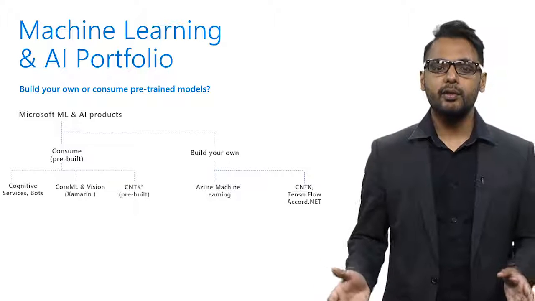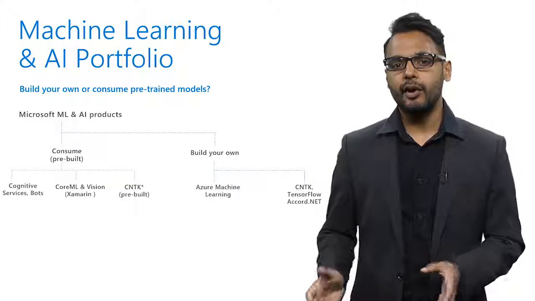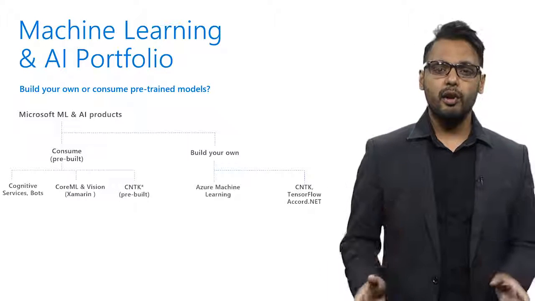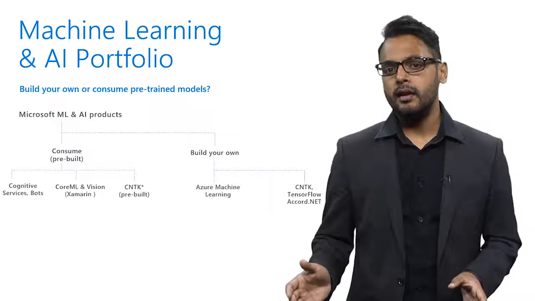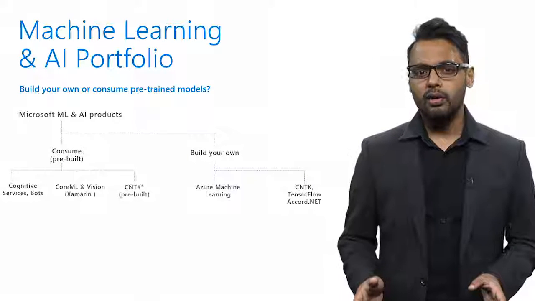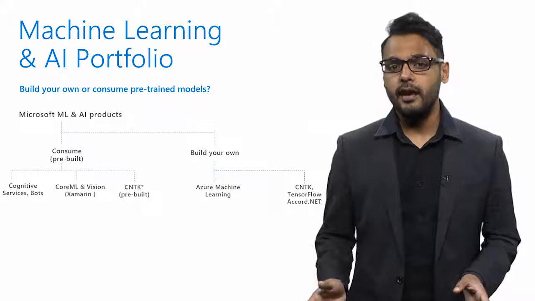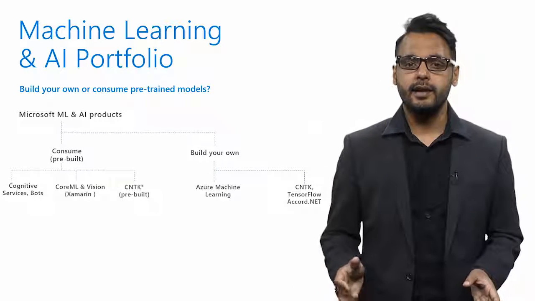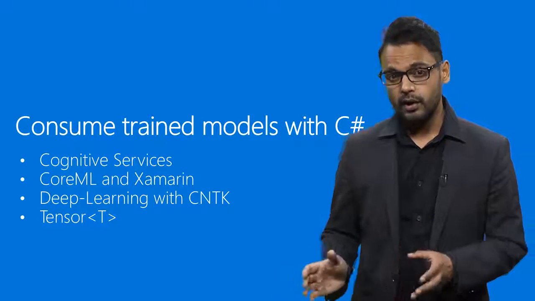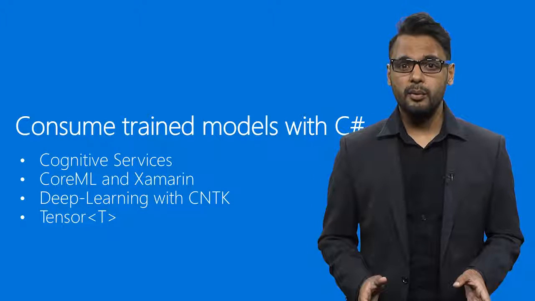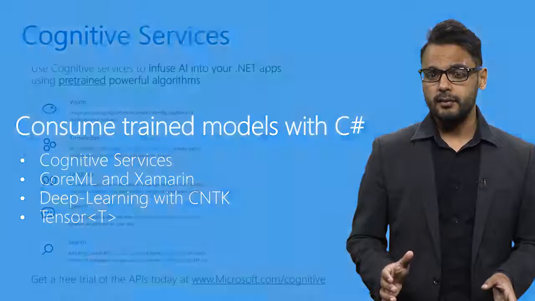Microsoft offers a wide variety of tools and services for machine learning and AI. You can choose to build your own models or consume pre-built, already trained models. For consuming pre-trained models, C# developers can use Cognitive Services, Core ML for Xamarin iOS apps, and CNTK. Alternatively, you can also choose to build custom machine learning and AI models using Azure Machine Learning and popular deep learning and classic machine learning libraries like CNTK, TensorFlow, and Accord.NET. For this video, we will largely focus on consumption of pre-trained models with C#, while providing a few resources for folks at the end who want to build custom machine learning and AI models.